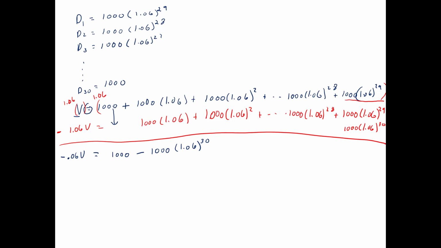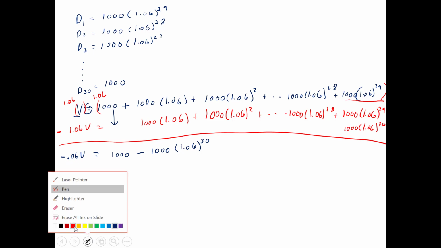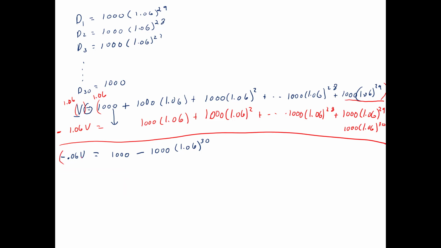And then to figure out what V was, I'm going to multiply both sides by -1, or divide by -1. Let me go ahead and multiply by -1.